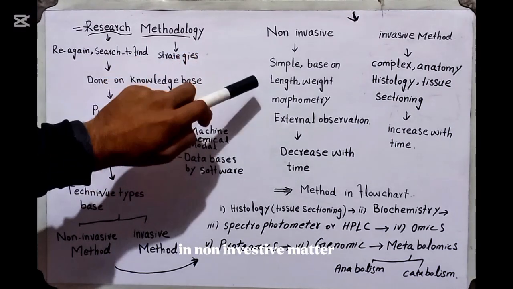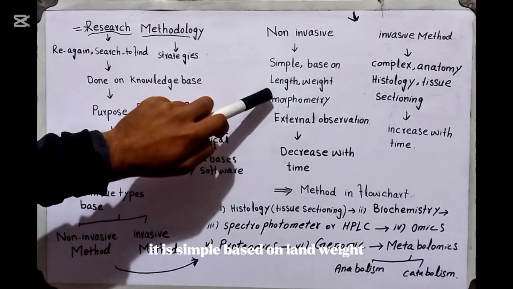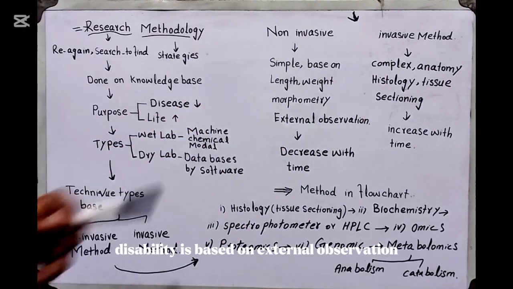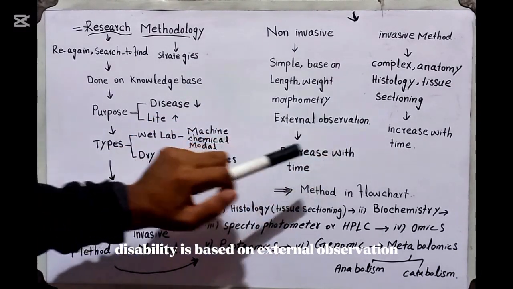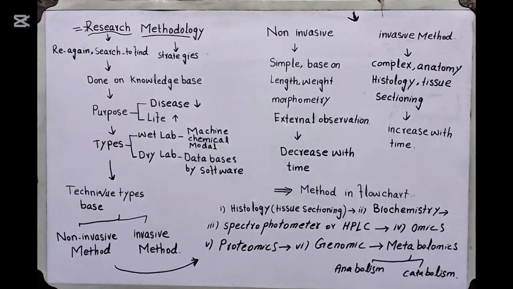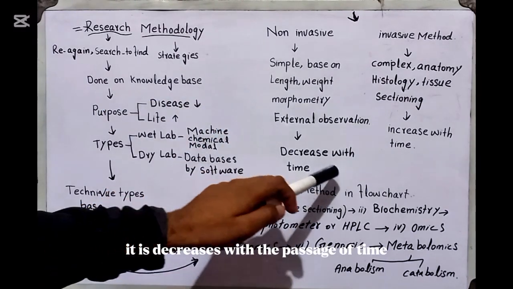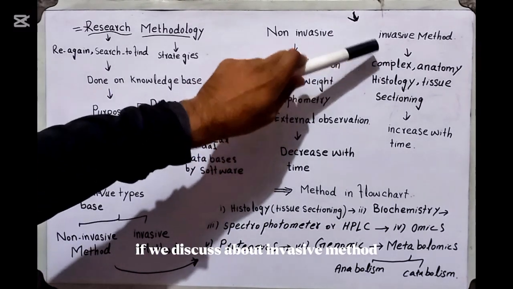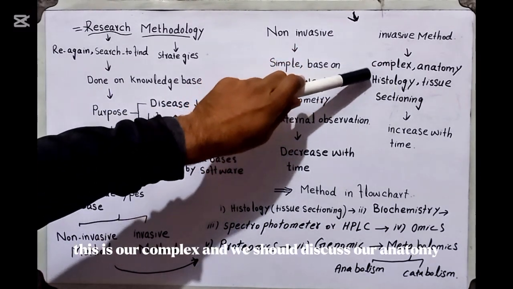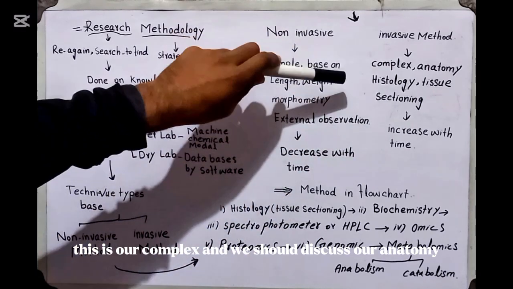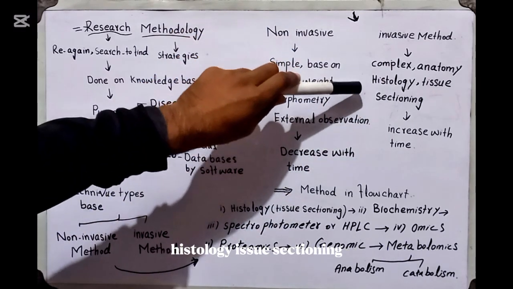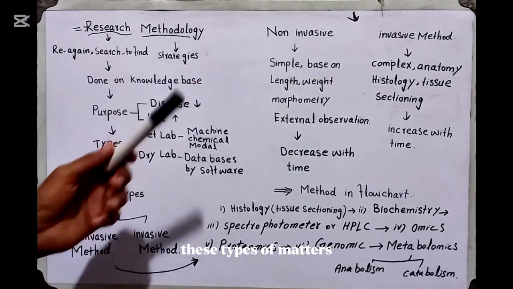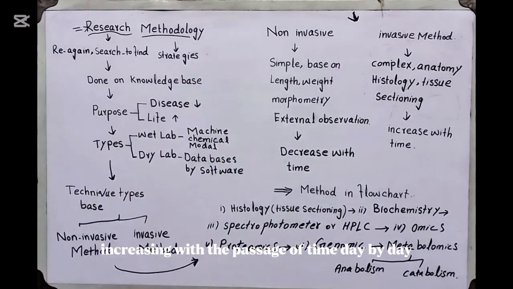The non-invasive method is simple, based on length, weight, and morphometry. Basically, it is based on external observation, not internal. It decreases with the passage of time. If we discuss the invasive method, it is complex, in which we discuss anatomy, histology, and tissue sectioning. These types of methods are increasing day by day with the passage of time.